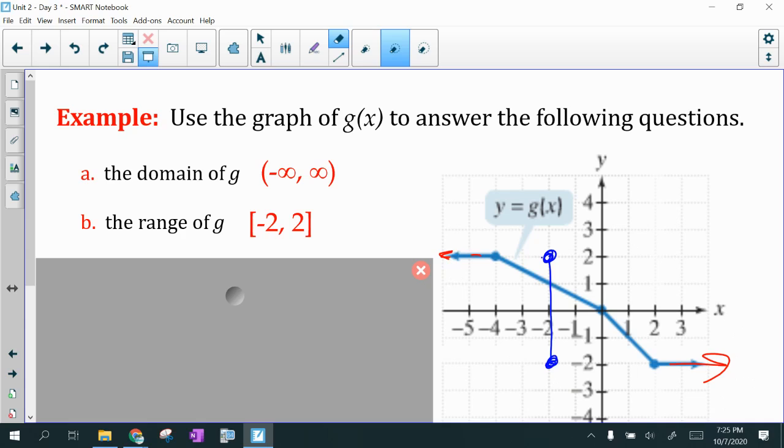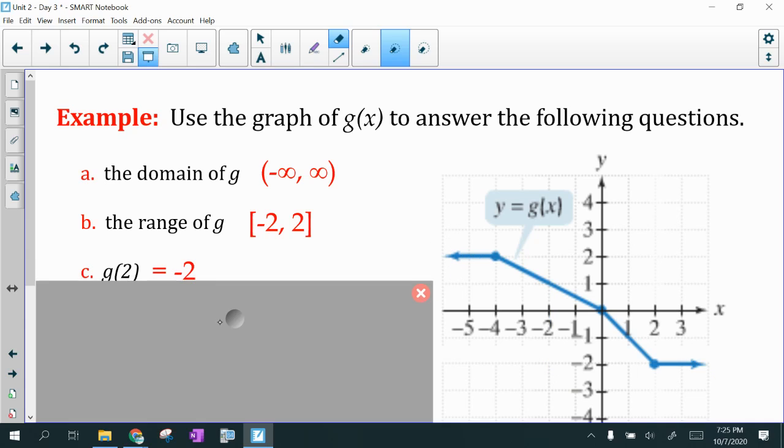Next up, let's see what else I can mess with on this. How about I look for g of 2?